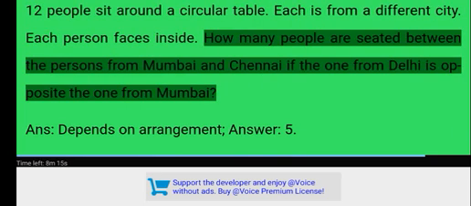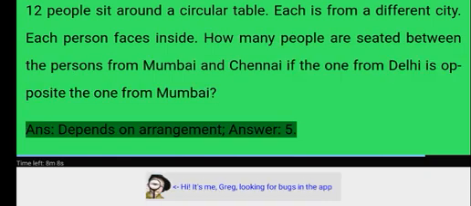Each person faces inside. How many people are seated between the persons from Mumbai and Chennai if the one from Delhi is opposite the one from Mumbai? Answer: depends on arrangement. Answer, 5.